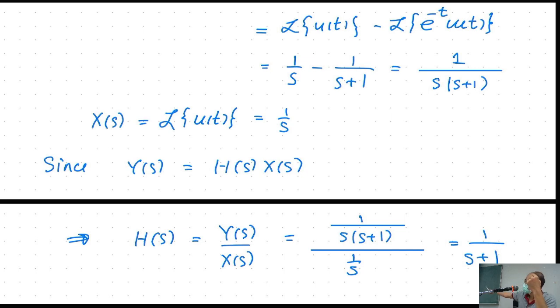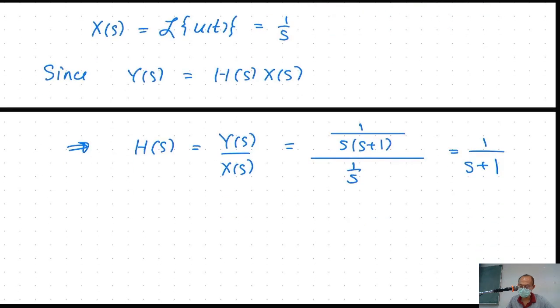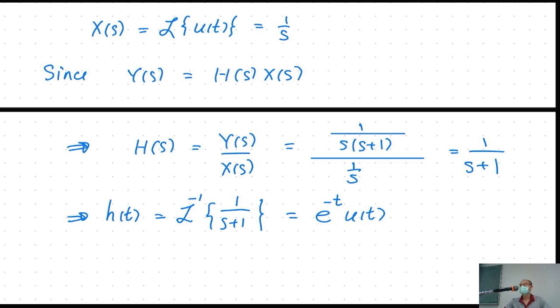So now we have our solution, but it is still in the S domain, right? So the final step would be taking the inverse Laplace transform to convert it into the time domain function. So ht, this is what we are asked for, is the inverse Laplace transform of 1 over s plus 1, which we know is equal to e to the negative t ut. That's it.